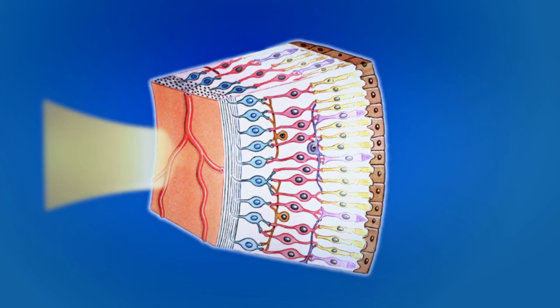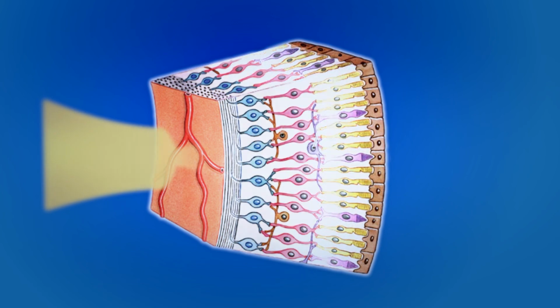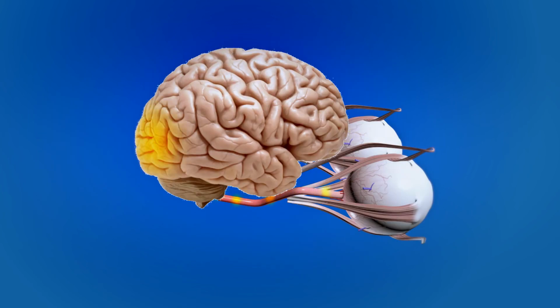The light-sensitive cells of the retina convert the image to electric impulses that are carried to the brain by the optic nerve. The electric impulses are integrated in the brain's visual cortex to produce the sensation of light.